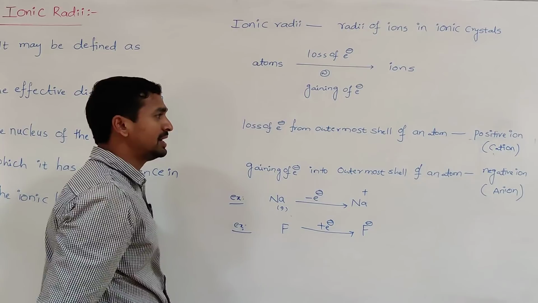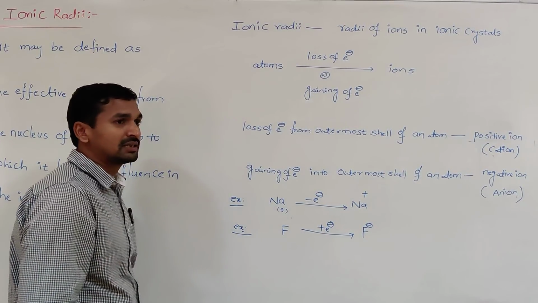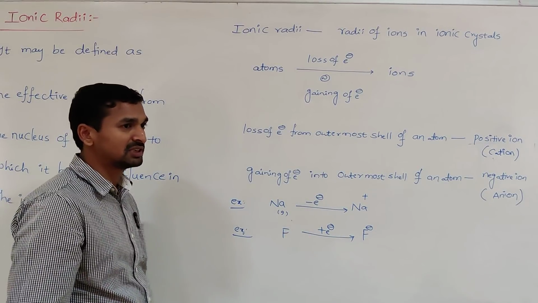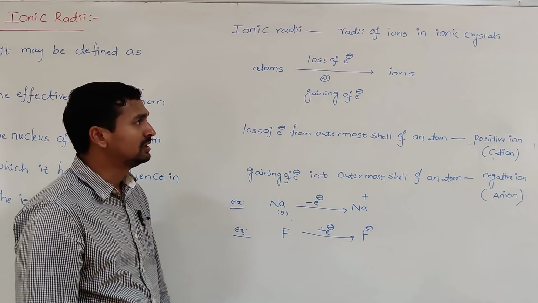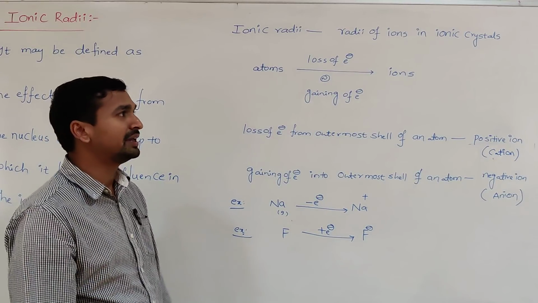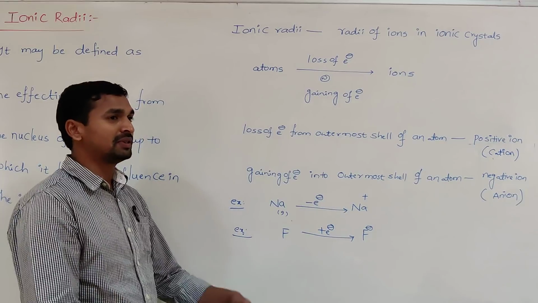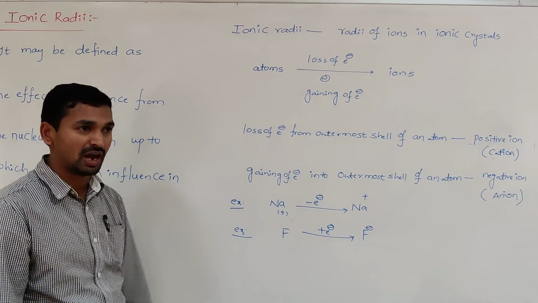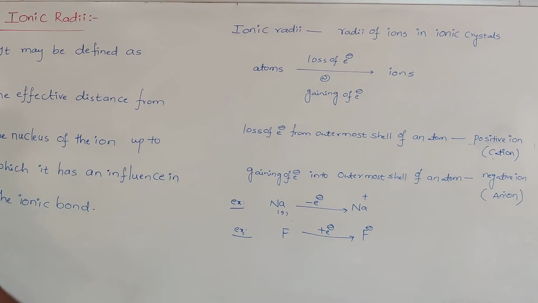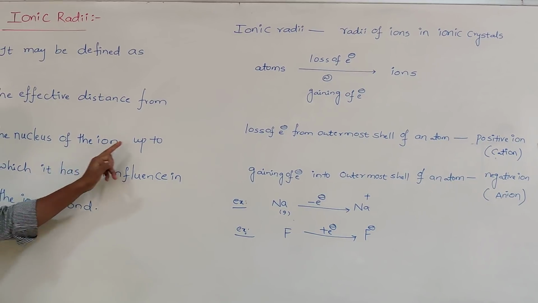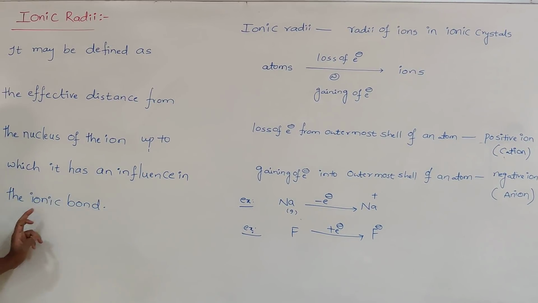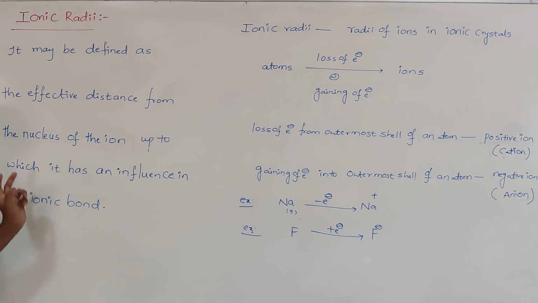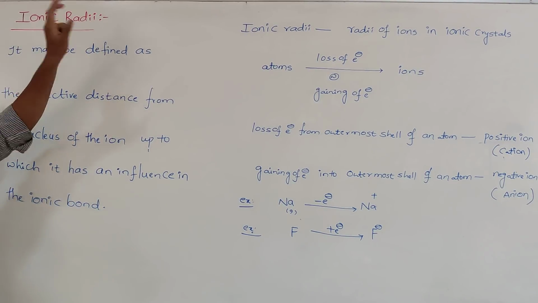ionic radii. In ionic crystals, the ions are arranged in three-dimensional space in a regular arrangement. That regular arrangement leads to a crystal lattice. In that crystal lattice, between the positive and negative ions there is an electrostatic force of attraction that results in the formation of an ionic bond. Now, ionic radii is defined as the effective distance from the nucleus of the ion up to which it has influence in the ionic bond. Up to what distance it has the attraction, that is called the ionic radii.